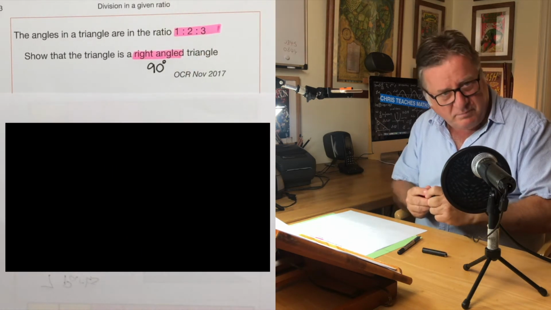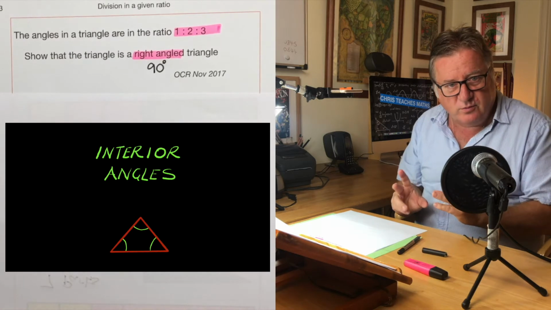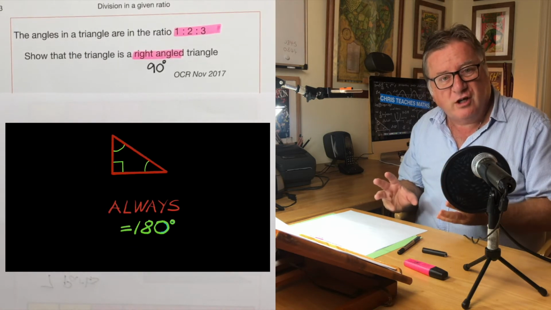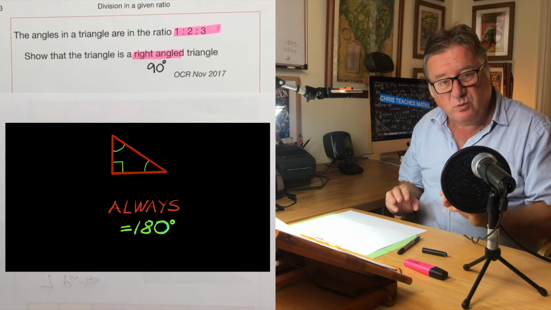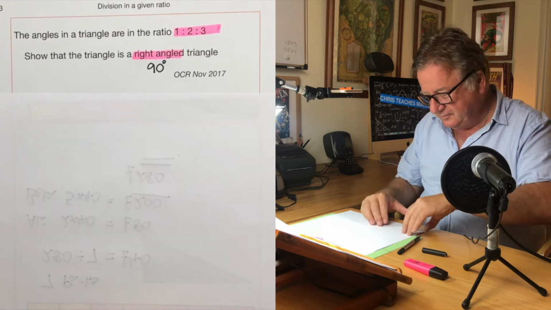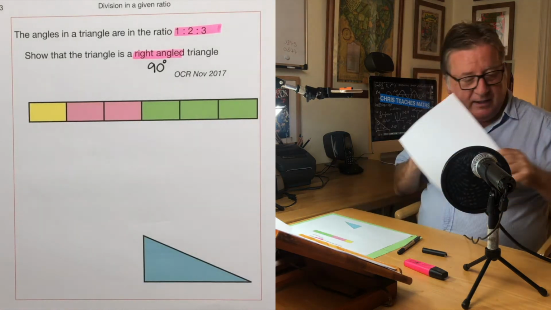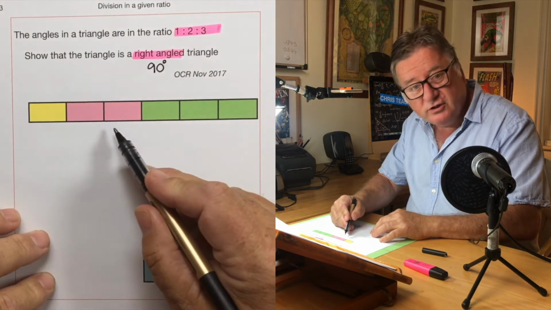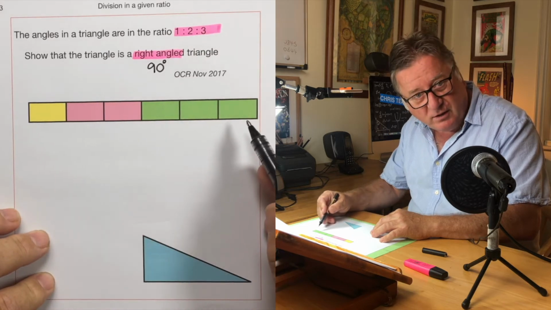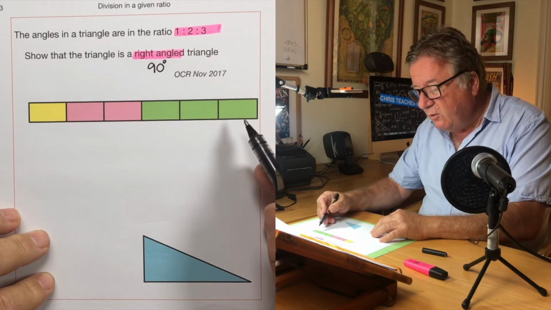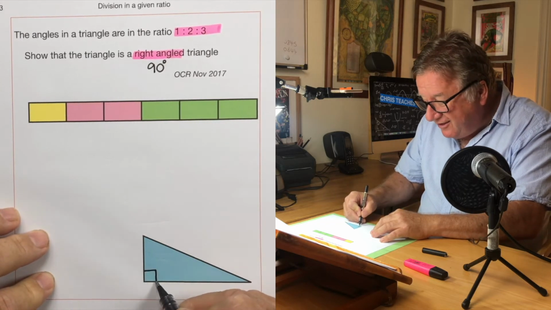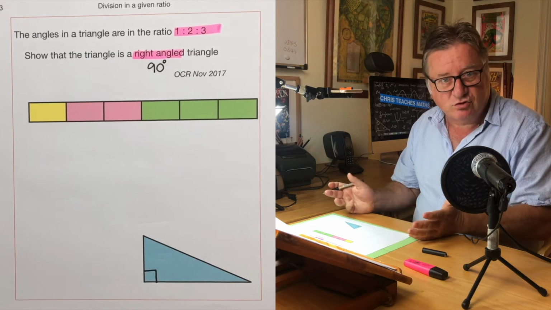What will that bar look like? Just have a thought. Another question for you. What else do you know about a triangle that may help us? Remember, we're dealing with angles. So we look at our model then. Here's our bar showing us the ratio 1 part to 2 parts to 3 parts. We know that the biggest angle we need to show is 90 degrees. It's a right angle triangle.